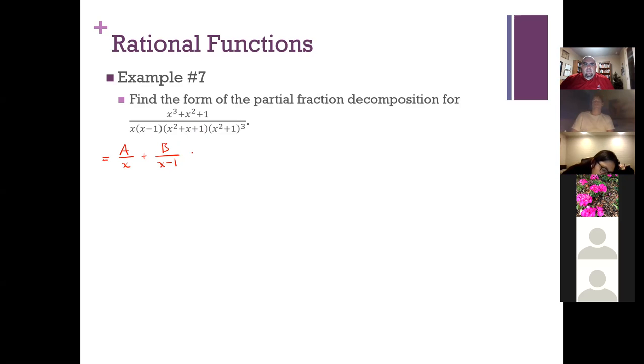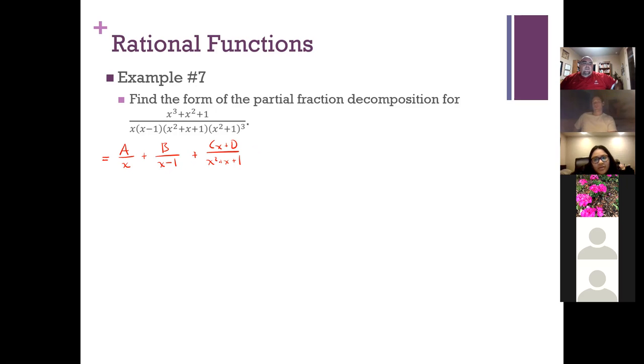x squared plus x plus 1. Wait, no, it's not factorizable. So C over x squared plus x plus 1. And Cx plus D. Yeah, in this case, it'll be Cx plus D. Why is that? The x is because it needs to be a degree less, but then plus D because there's still more terms.